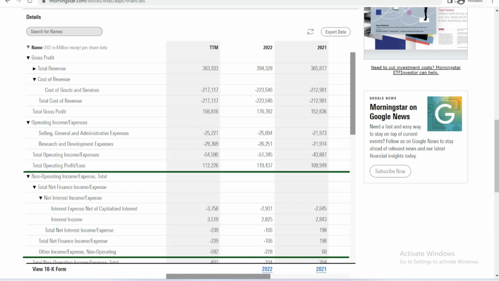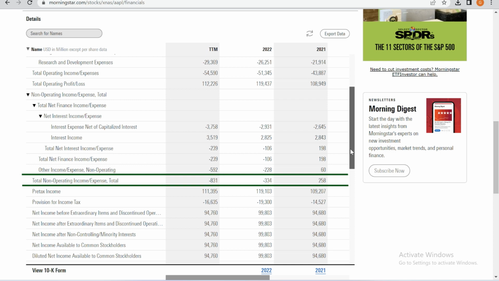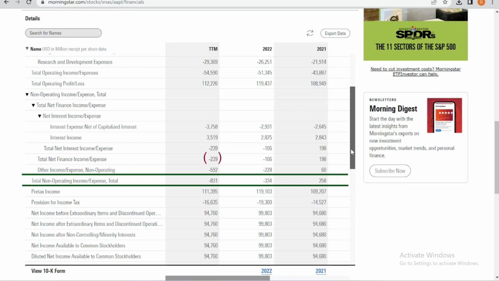So the interest paid is subtracted from the interest received and gives us this net figure of minus 239 million, because they paid more interest than they received for this period. And for other non-operating income or expense, they also report a loss of minus 592 million. As mentioned, this is simply money that they lost on things that are not related to their services directly. Their total non-operating expense was 831 million, between interest payments and some other non-operational losses.